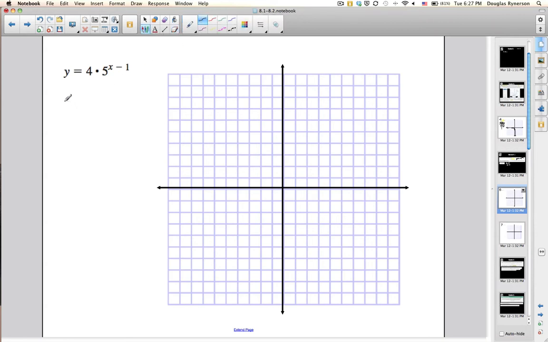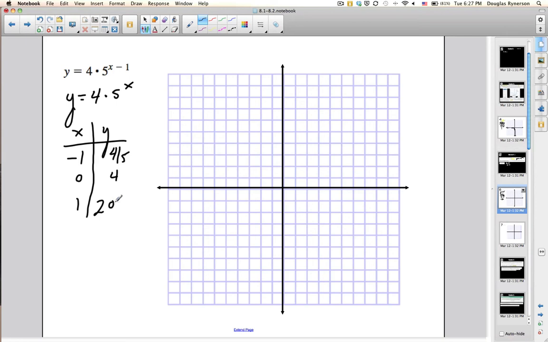So to graph it without h and k, I'm going to create an input-output table using this simplified version, 4 times 5 to the x power. Okay? And I'm going to use the same inputs that I did before, -1, 0, and 1. 5 to the -1 power is 1/5 times 4 is 4/5. 5 to the 0 power is 1 times 4 is 4. And 5 to the first power is 5 times 4 is 20.